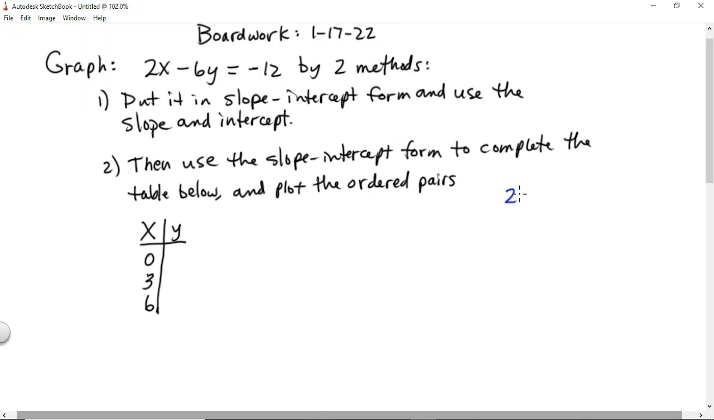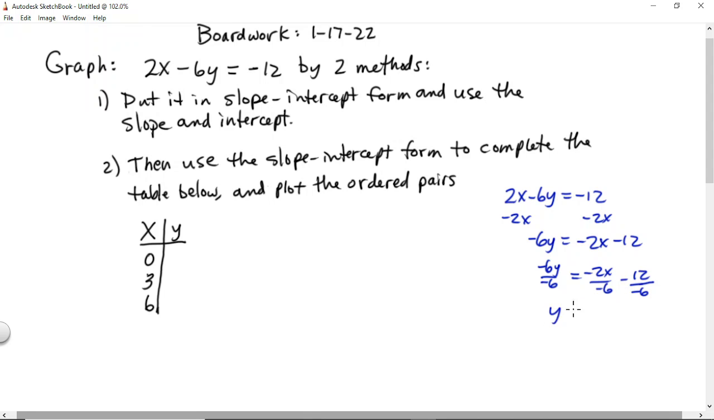Okay, so we have 2x minus 6y equals negative 12. It's in standard form. Okay, so first we subtract the 2x from both sides. Okay, so on the left we have negative 6y, and on the right we write negative 2x minus 12. Okay, now we divide both sides by negative y. I'm sorry, by negative 6. Which means, of course, dividing every term by negative 6 individually.